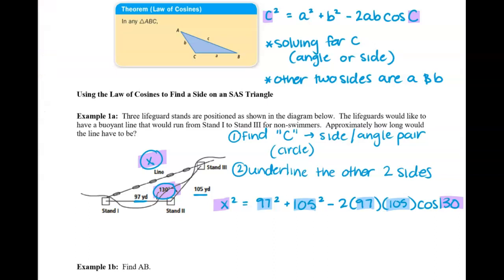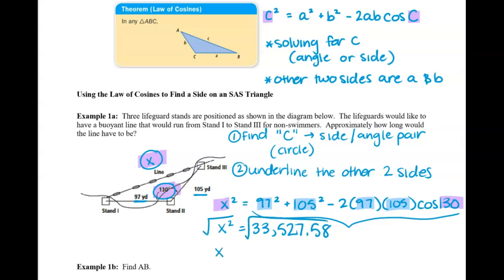And so now to solve, when they're like this, it's simple enough. You just put all of this in your calculator, making sure it's in degree mode, and we get x squared equals 33,527.58, which is a lovely number, but it's fine. If we square root both sides, we end up with x equals the square root of that number, which is 183.11 yards. So that's the length of that line.